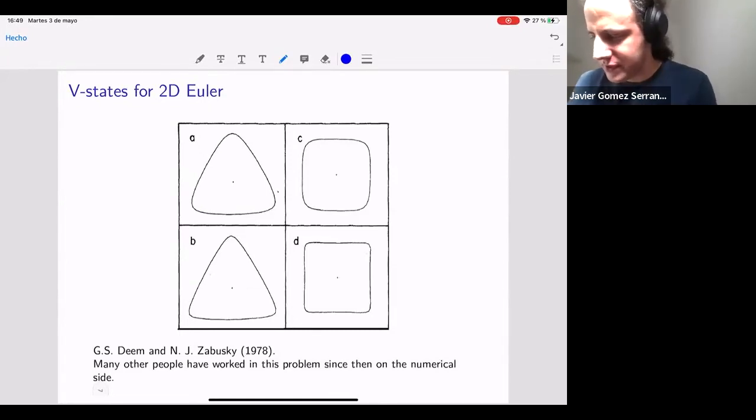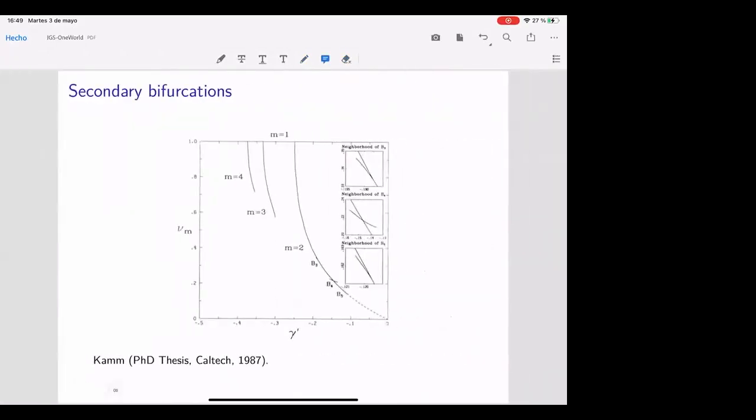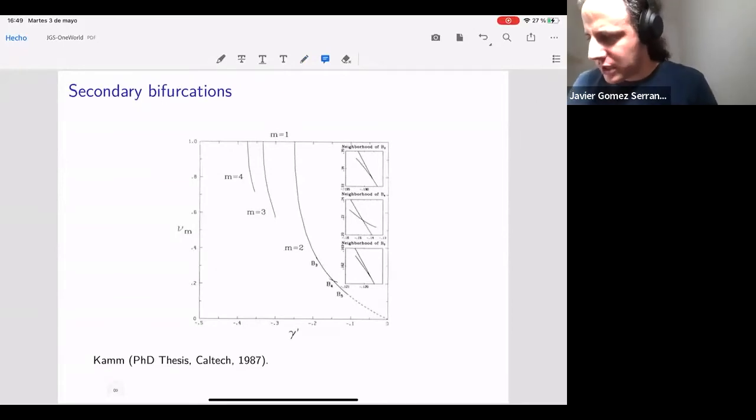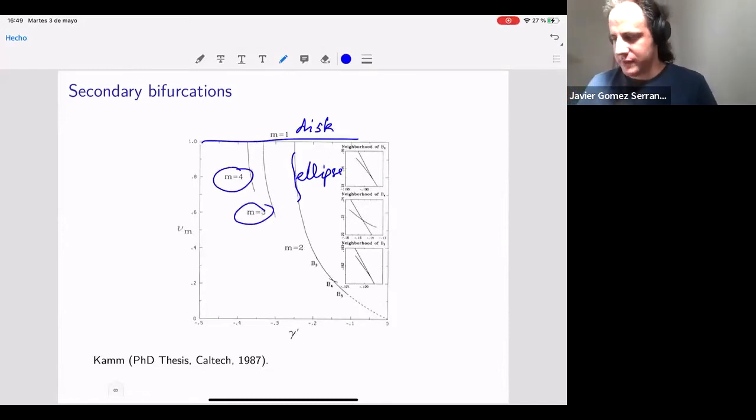So in the late 70s, Deem and Saffman constructed numerically, bifurcating from disks, non-trivial, meaning non-radial, rotating solutions for 2D. So the point is that there may be other things that are not disks, that are not ellipses, that rotate for a certain angular velocity. And there are more. So these are secondary bifurcations. This branch corresponds here to the disk. This corresponds to the ellipse. Threefold, fourfold, as the figures that we saw before.